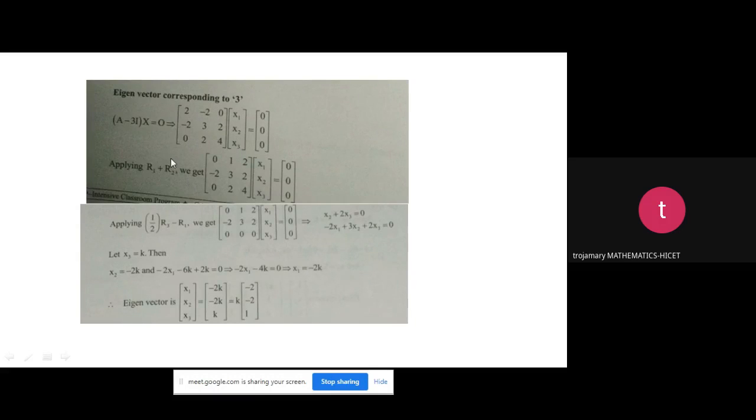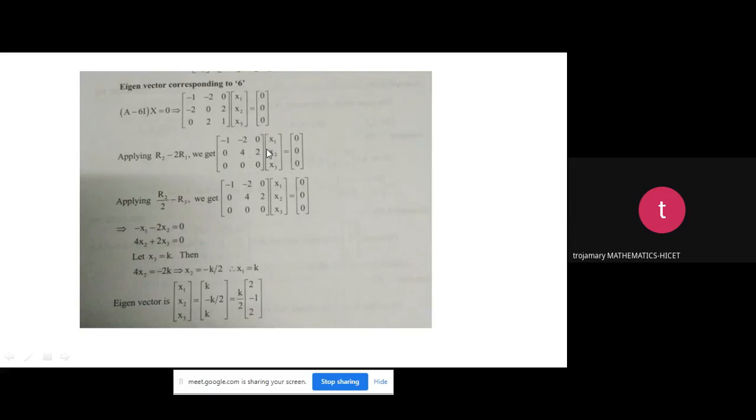So you can solve directly, or otherwise apply any row operation or column operation, and we can find the values of x1, x2, x3. Solving this, we get x1, x2, x3 as minus 2, minus 2, plus 1. So this is the first eigenvector corresponding to the eigenvalue 3.